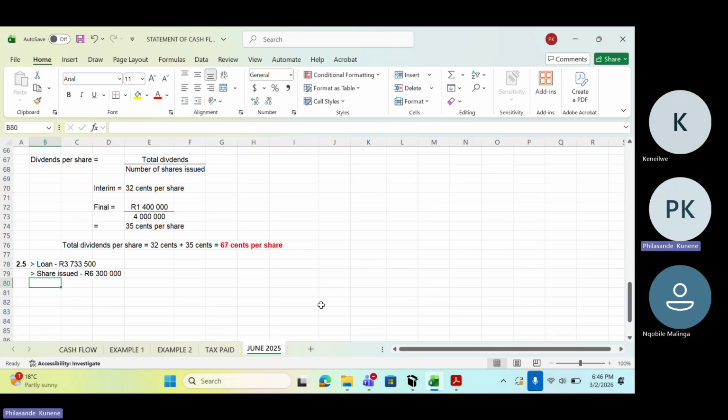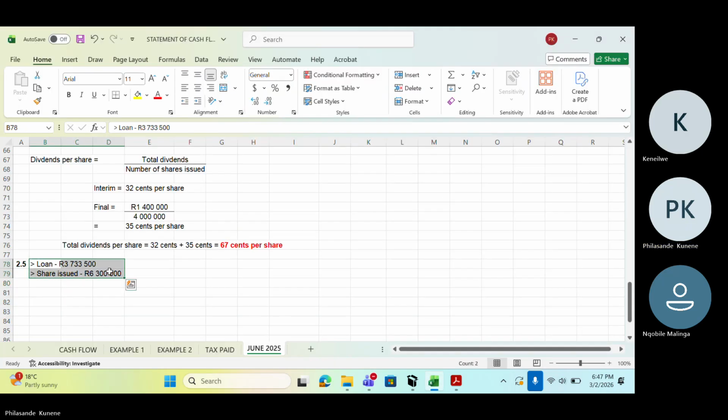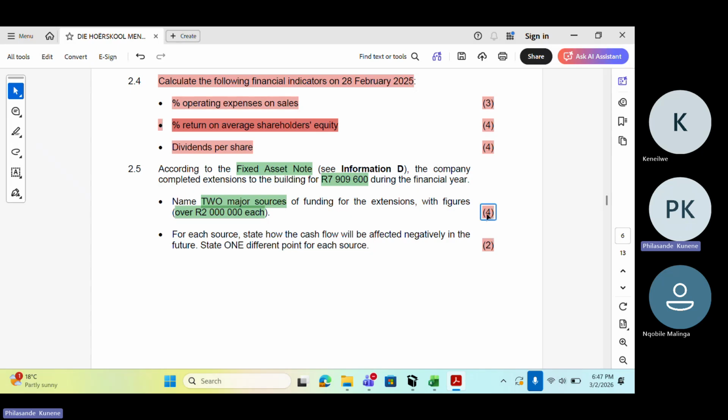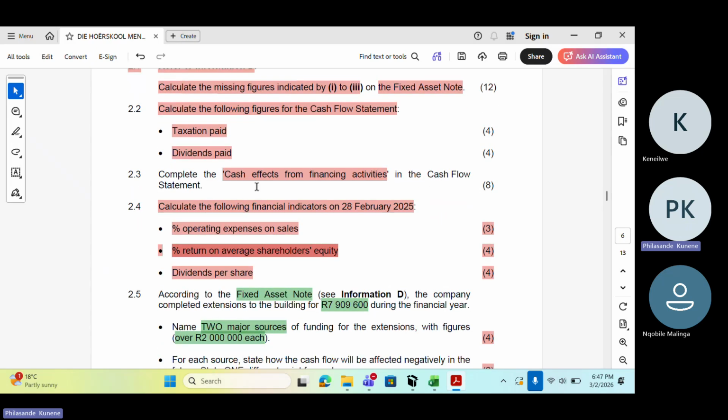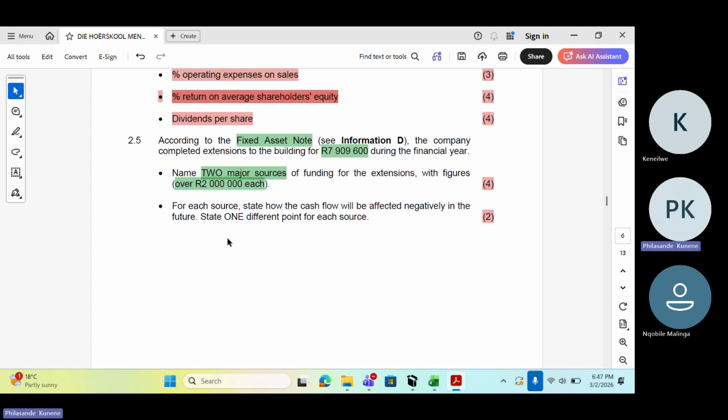Okay. Then now the question further stated, name two major sources of funding for the extension with figures. We've done that, 4 marks for free. You can see this is just free marks, guys. It won't make sense for you to get 0 on these 4 marks because it's something that you calculated under 2.3. You're taking it as it is to this first bullet. The second one, for each source, state how the cash flow will be affected negatively in the future. State one different point for each source.